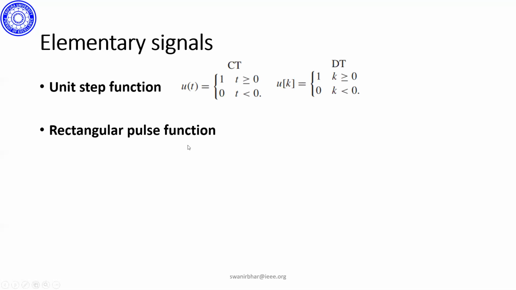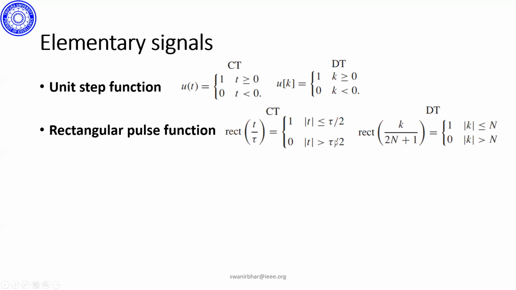The elementary signals that we will be using here are, first, the unit step, where u(t) is equal to 1 for t greater than 0. It is just like switching on a switch. Before we switch on, it is 0, and after we switch on, it remains 1, whether discrete or continuous. Then the rectangular pulse function, where for a particular range from minus tau/2 to plus tau/2, it is 1.